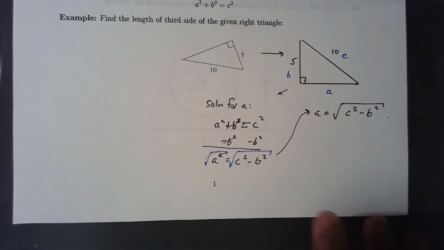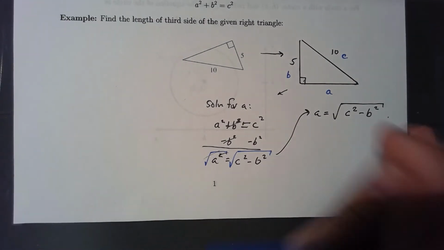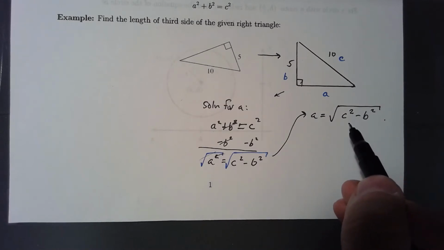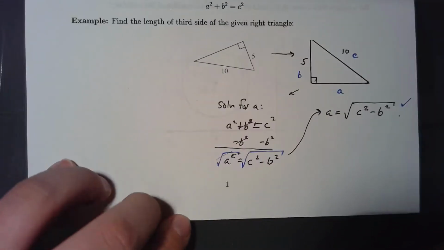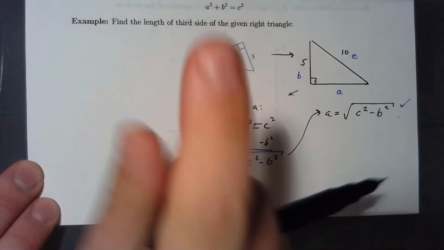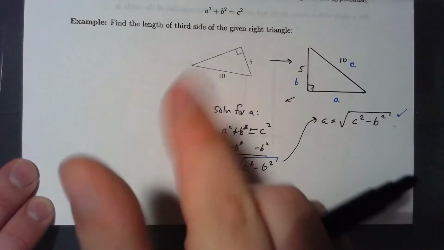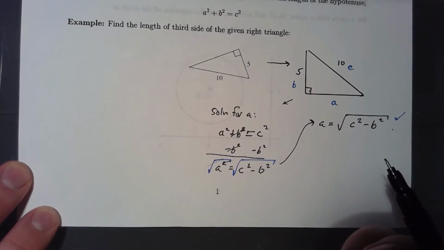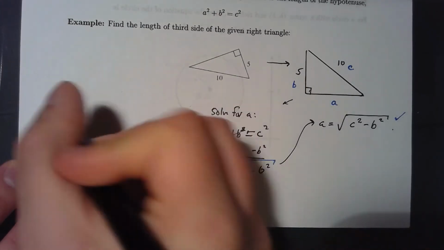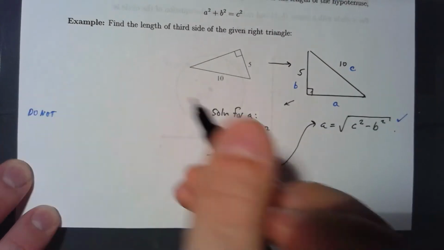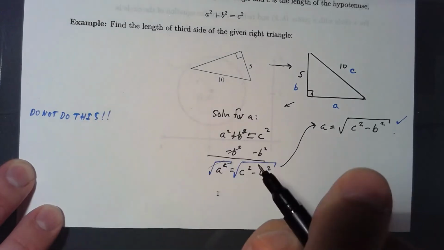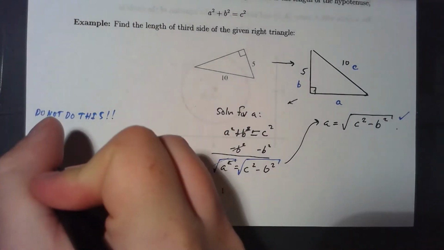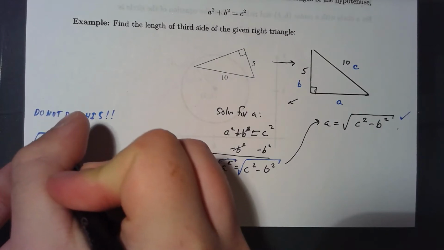Now, I want you to be careful here. I want you to be very careful here. This cannot be broken up. And this is what we need. Let me say this. I mentioned this actually when we looked at square roots in the first section of chapter 7. You cannot break this up.